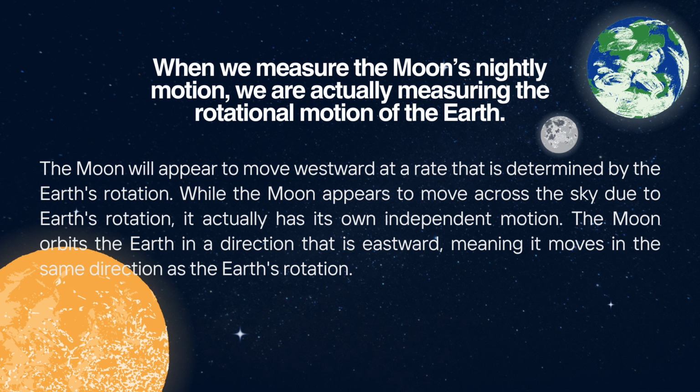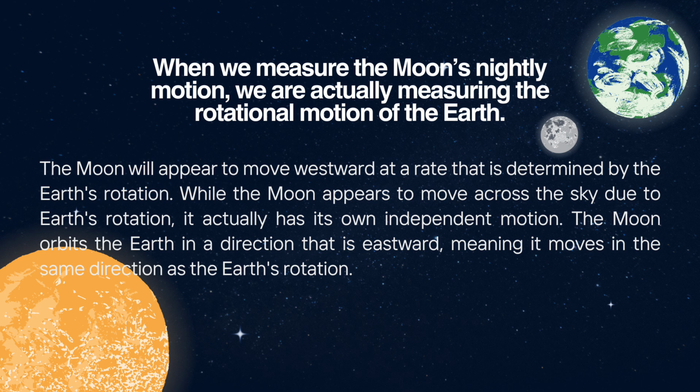When we measure the moon's nightly motion, we are essentially measuring the rate at which the Earth is rotating. So this can be done by observing the moon's position in the sky at different times during the night. The moon will appear to move westward at a rate that is determined by the Earth's rotation.